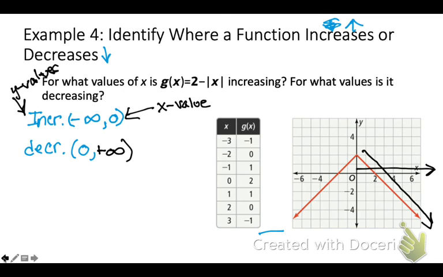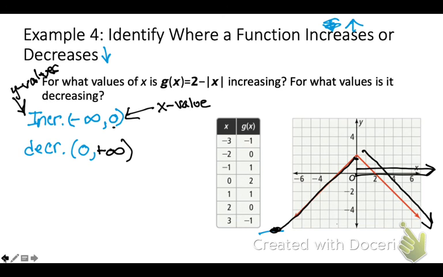So when I go this way, this is negative infinity, yes? So I started here, and then it's going up, yes? Okay, so negative infinity to 0 going up.